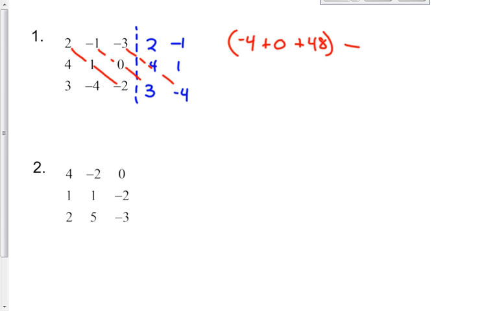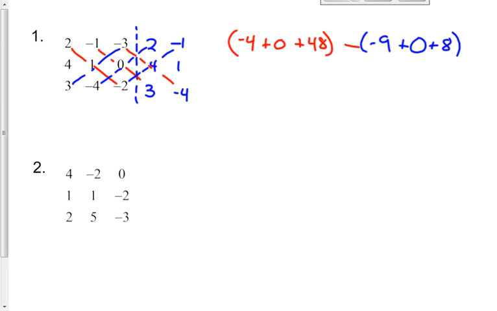minus. Now we're going to travel up. 3 times 1 times -3, -9, plus -4 times 0 times 2. It's always nice when you have zeros in your matrix. And then -2 times 4 times -1, there's -8 times -1 is 8.